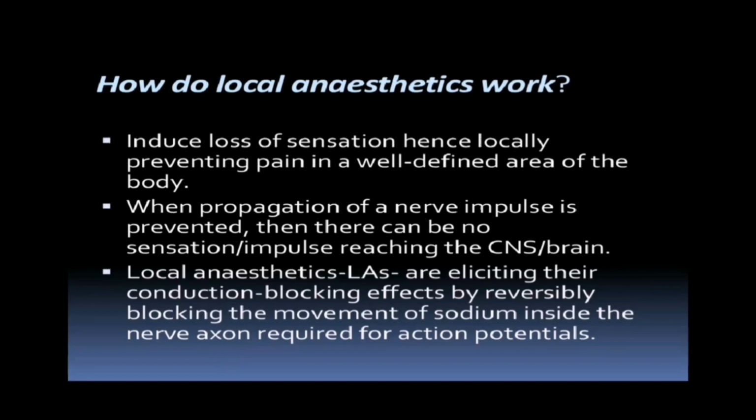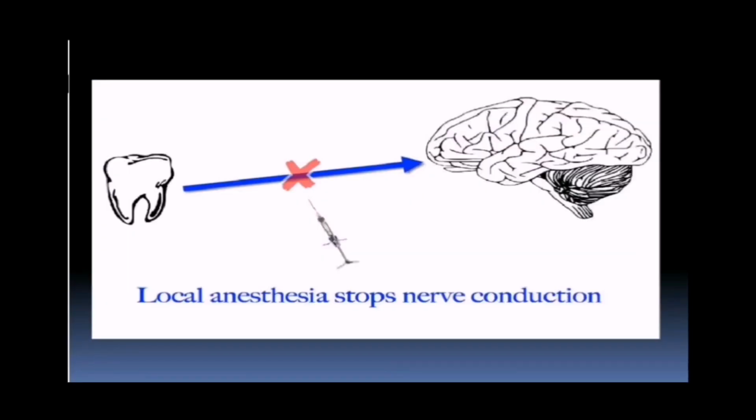How do local anesthetics work? They induce loss of sensation, hence locally preventing pain in a well-defined area of the body. When propagation of the nerve impulse is prevented, there can be no sensation impulses reaching the CNS or brain. Local anesthetics (LA) elicit their conduction-blocking effect by reversibly blocking the movement of sodium inside the nerve axon, which is required for the action potential. There is a diagrammatic representation of how local anesthesia stops nerve conduction.